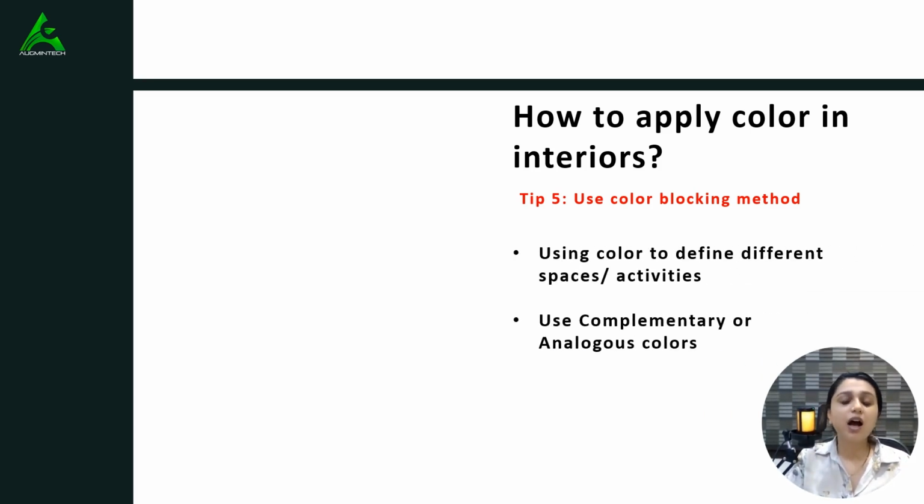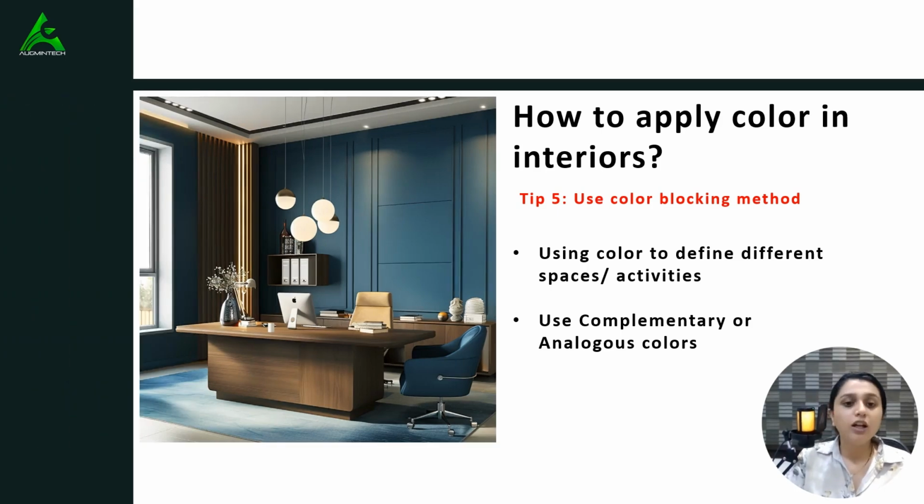So let me explain it better with an example. Now look at this office space, right? Here they have used blue for color blocking. Now they have used blue for the wall, blue for the chairs, blue for the rug, and blue for also this wall. So they have used a lot of this color. So they have completely washed out the area with the help of blue. Now this kind of usage of color can also help you create very sophisticated spaces and also to define different spaces and activities.